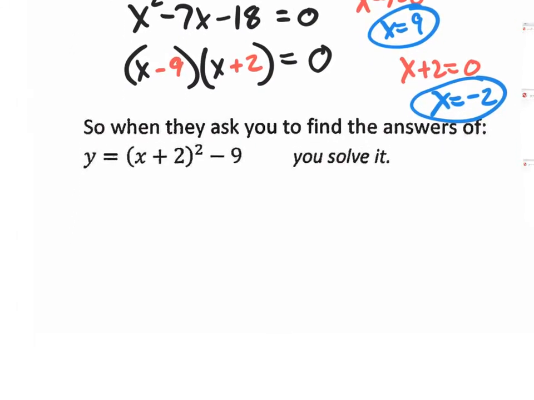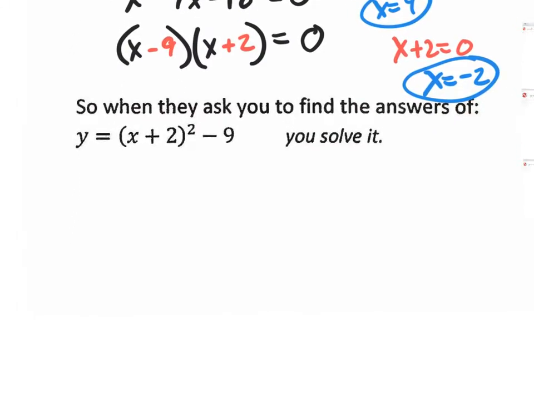When they ask you to find the answers. Okay? Let's find the answers to that. What form is that in? Remember the forms from yesterday? What form is that in? Vertex form, right? I already know my vertex is negative 2, negative 9. And we already know it's opening up.